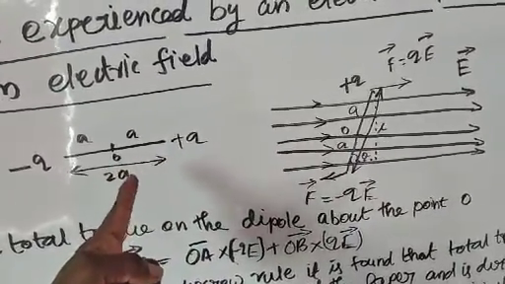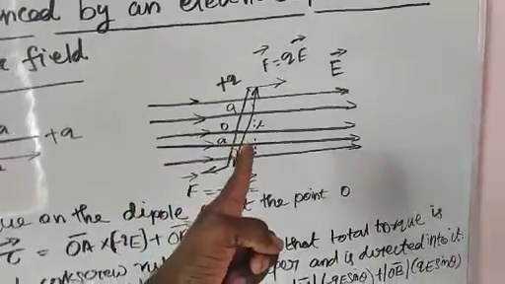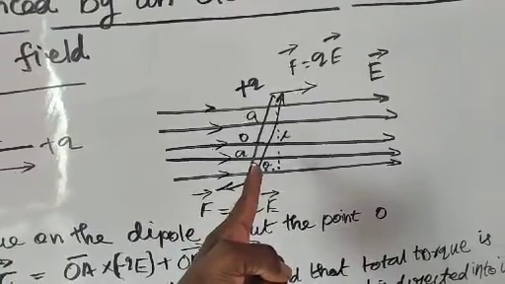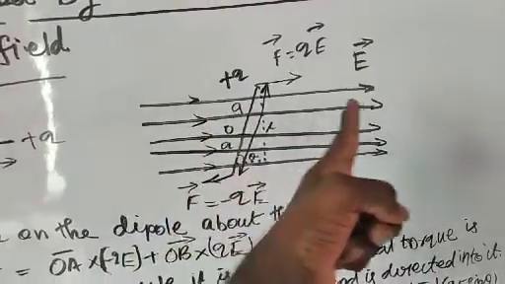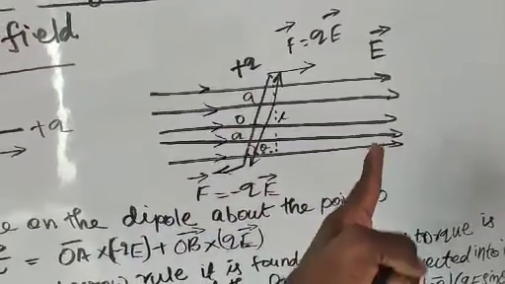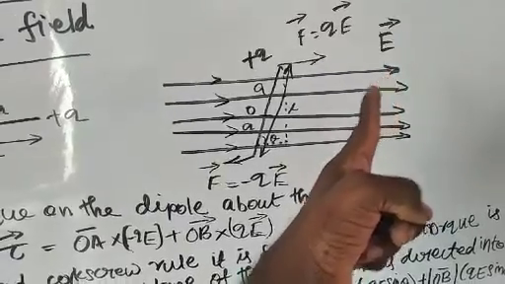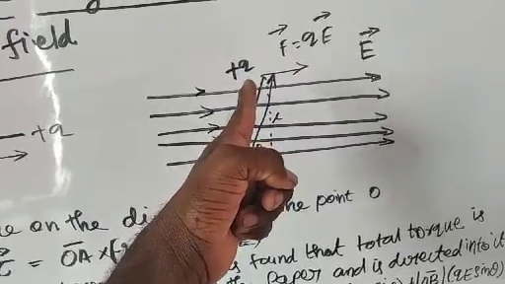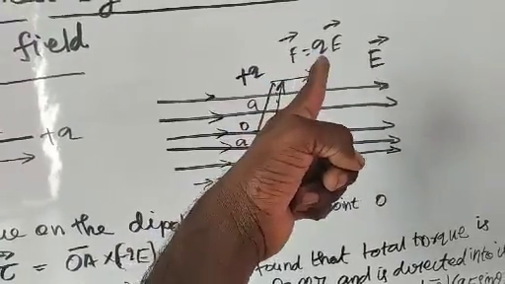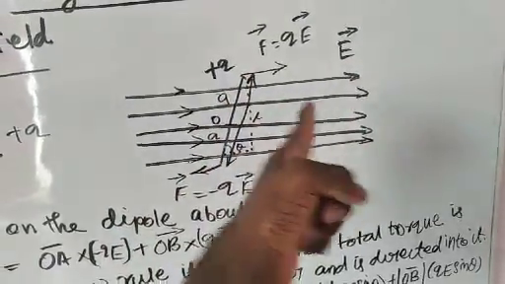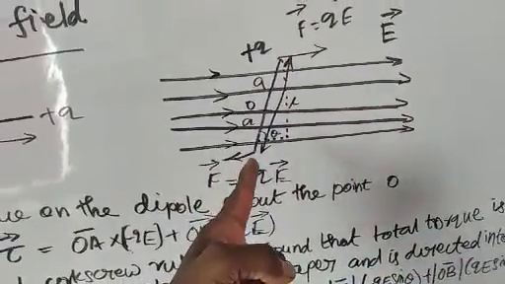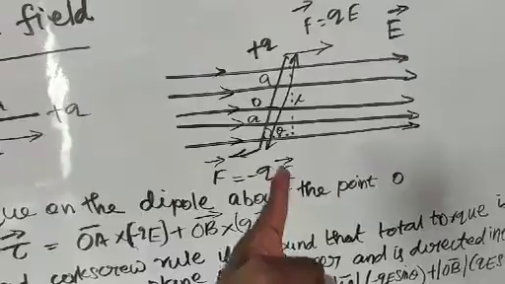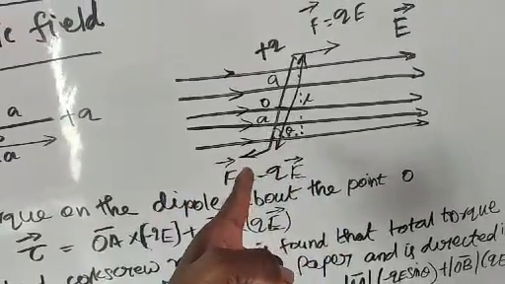This electric dipole is placed in a uniform electric field. I discussed uniform and non-uniform electric field. When the electric field travels in the same direction, the electric field is said to be a uniform electric field. The dipole is placed in the uniform electric field. The plus q charge experiences force F equal to qE along the direction of the electric field, and the minus q charge experiences force F equal to minus qE, opposite to the direction of the electric field.